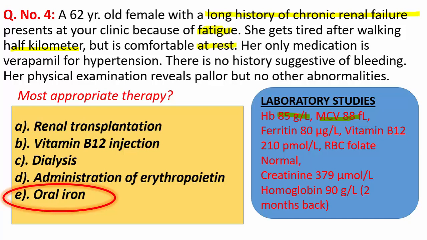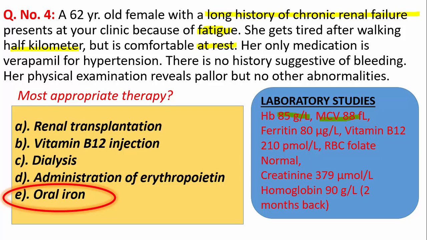And what will be the goal? To maintain the HB between 110 gram per liter and 120 gram per liter with hematocrit between 33 and 36%. To achieve this goal, iron status should be monitored regularly, twice per year in patients with CKD stage 4 and every 3 months in patients with CKD 5.